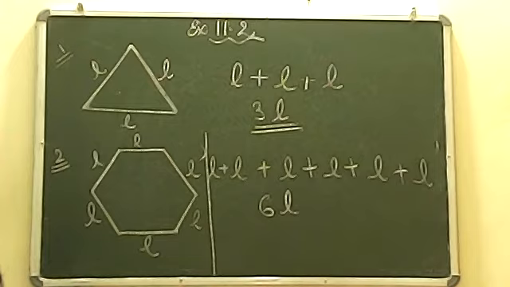जिसमें 9 sides होती हैं बेटा, ठीक है? All sides are equal. So regular nonagon. What will be the answer? 9L. Oh, correct. Correct beta. So the answer would be 9L.